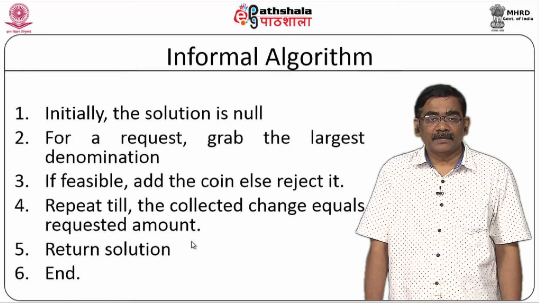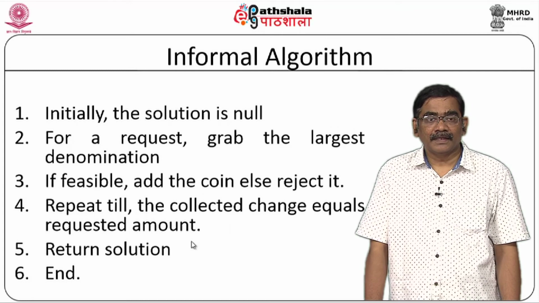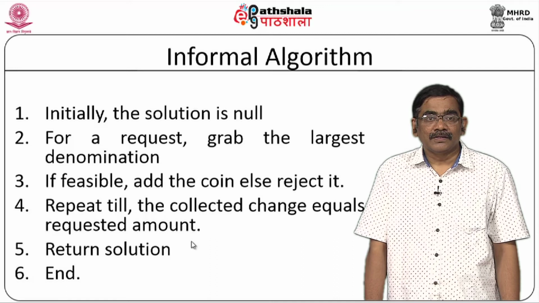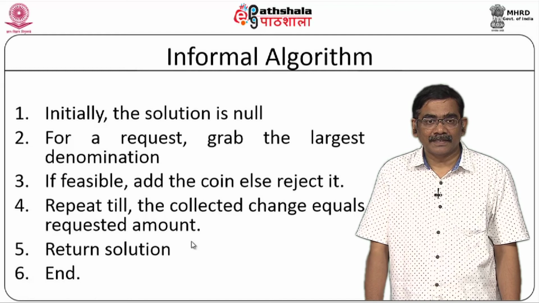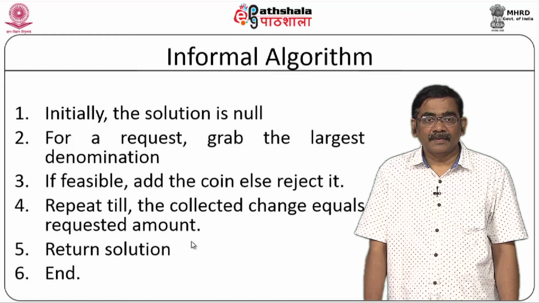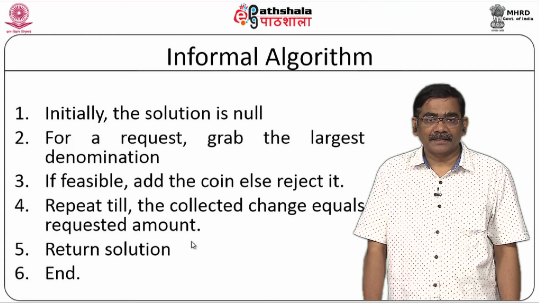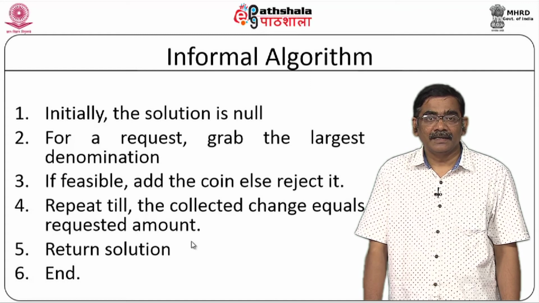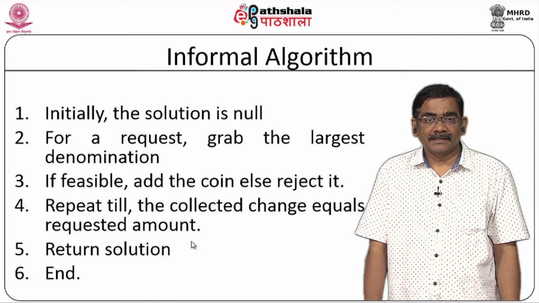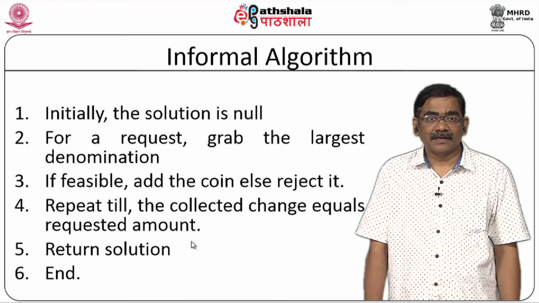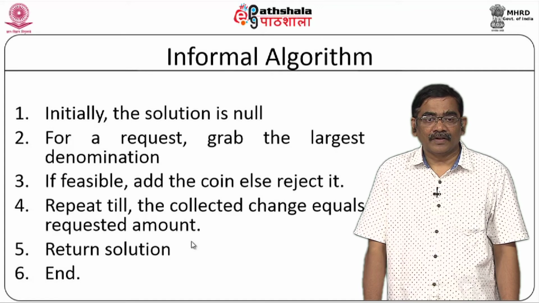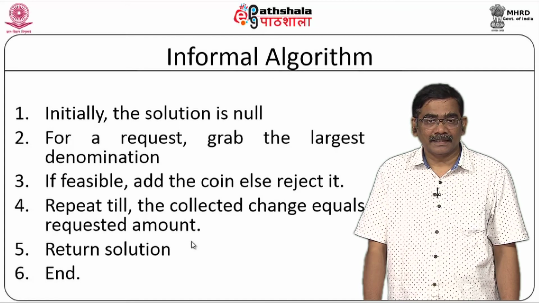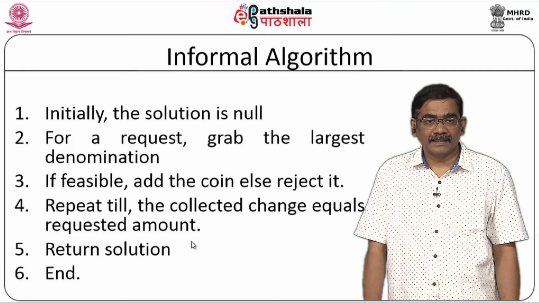So, we can put everything into an informal algorithm. Initially the solution is null. For the given request, grab the largest denomination. This is your selection procedure. If feasible, then add the coin, otherwise reject it. This is the feasibility check. Repeat until the collected change equals the requested amount. This is the solution check. Finally, I return the solution set. This is the informal greedy algorithm for the coin change problem.